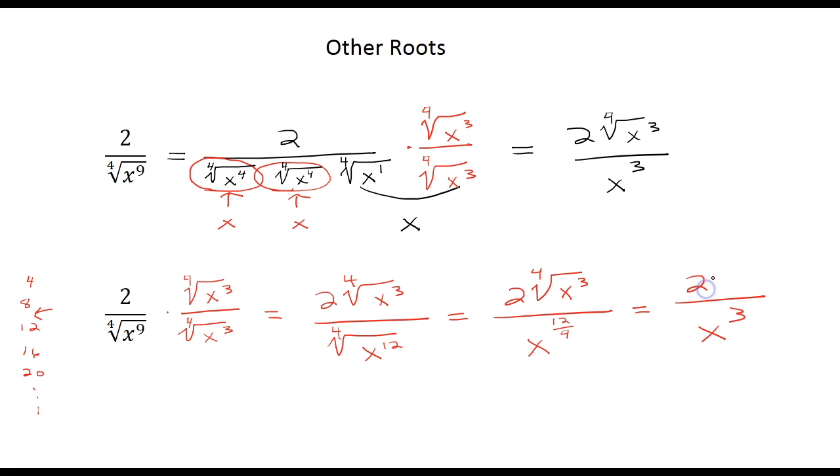So my final answer is the same as we had above, but it got there a little differently. So you can split it apart like this if you want to, or if you can make the exponent a multiple of the index, change it to a fractional exponent and then simplify it.